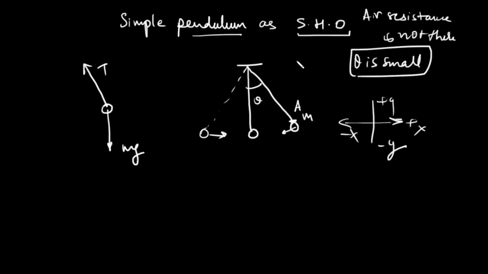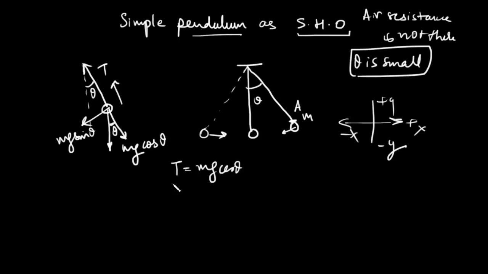Now the ball is not going this side, it is accelerating this side. This means the tension must be balanced by some force, so it can be balanced by a component of the weight. If the tension makes an angle theta with the vertical, then since these are parallel lines, gravity will also make an angle theta with the line of tension. So this component becomes mg cos theta and this component becomes mg sin theta. So T balances with mg cos theta, no problem over here, and the ball is going in the negative x direction.